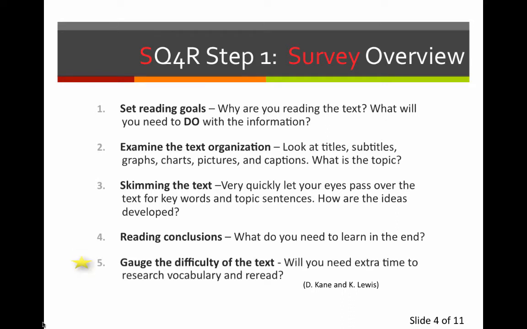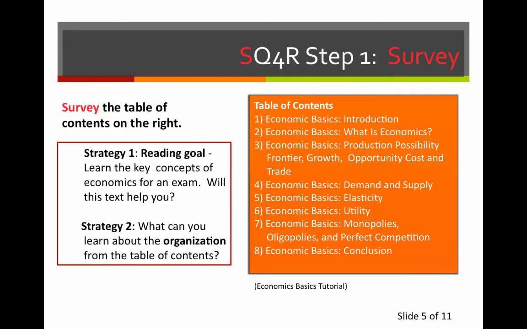Strategy 5, our last strategy, is to gauge the difficulty of the text. By now you should have a pretty good idea about the information in the text. How difficult will this reading be for you? You may decide that you should do some background reading in your native language to understand the subject. Or you may need to translate some key words. This is a good way to make sure that you fully understand important assignments. When you know what you have to do, you can also estimate the amount of time that it will take you to meet your reading goals.